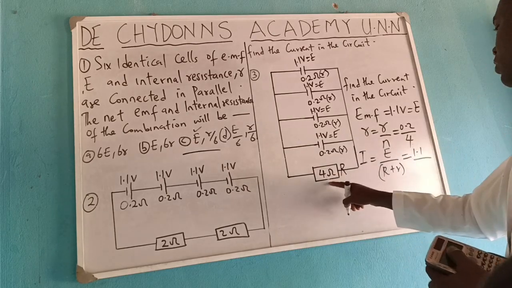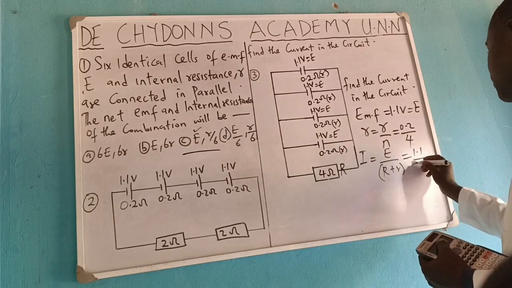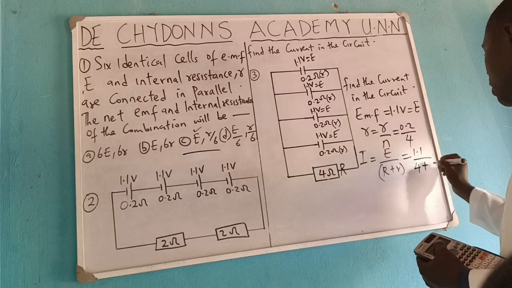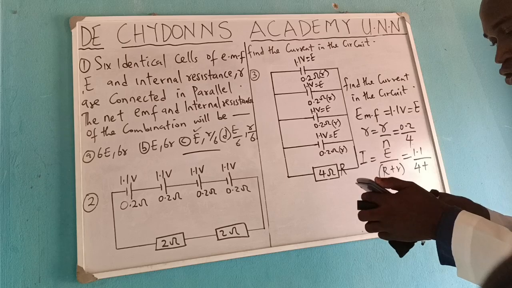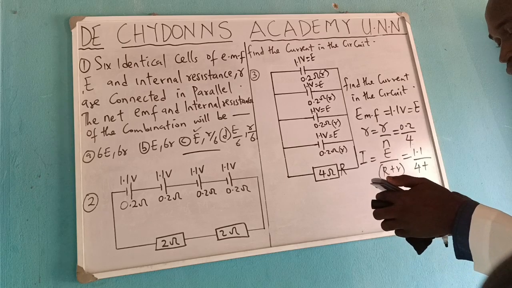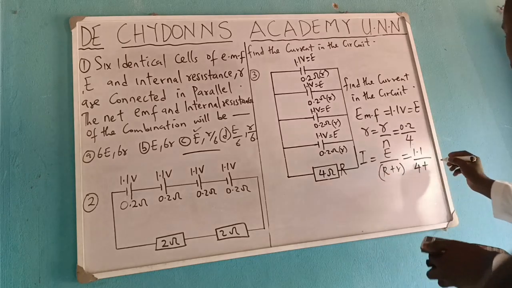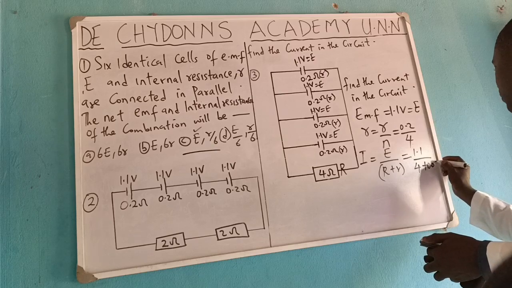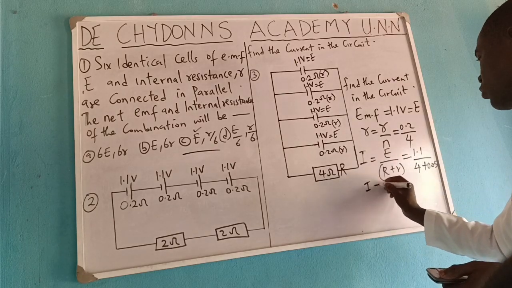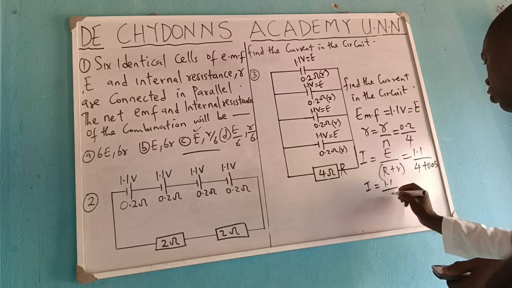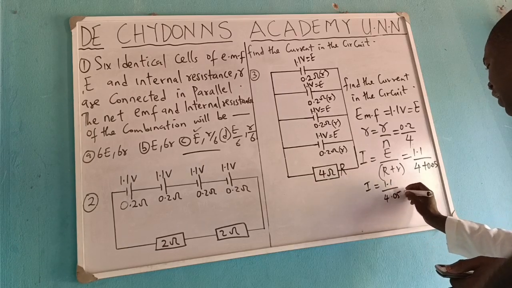What is our R? The external resistor, which is what? 4. Plus what is our r? The small one. You say 0.2 divided by 4. That will give you 0.05. So you will compute it. I will be equal to 1.1 all over 4.05.